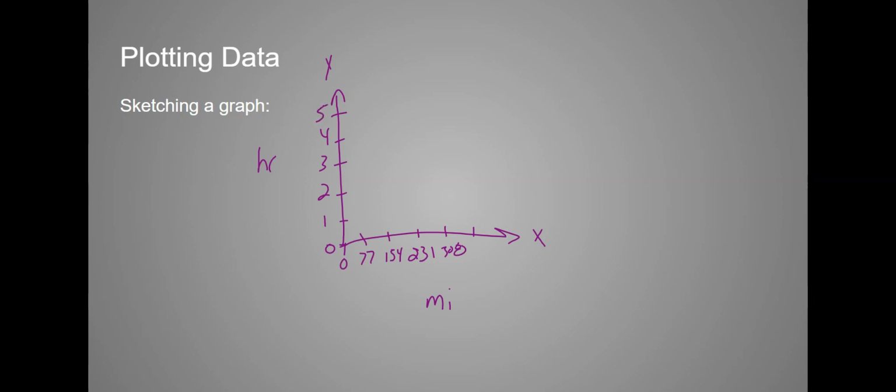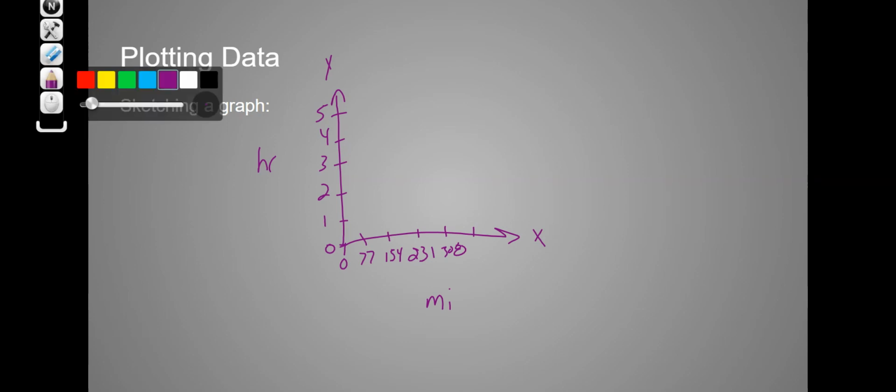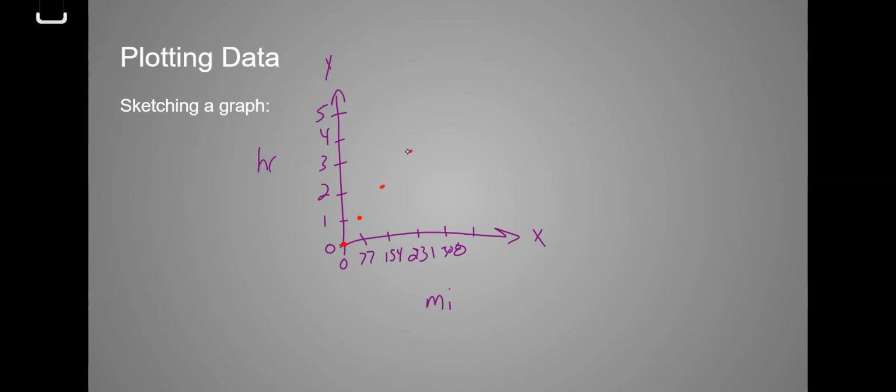And then we're going to plot the points. I'm going to change colors. Here's 1 and 77. We had 0, 0, 154 and 2. And because this is a sketch, we're not going to get a perfectly straight line like we would see on a graph. But almost all of these points are going to land on that line.